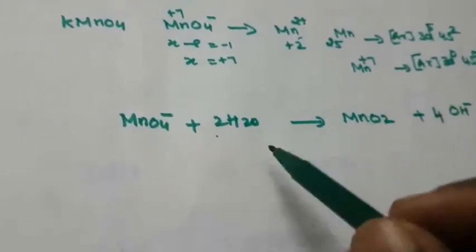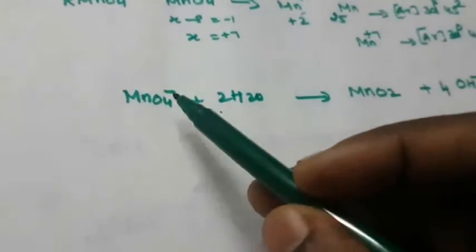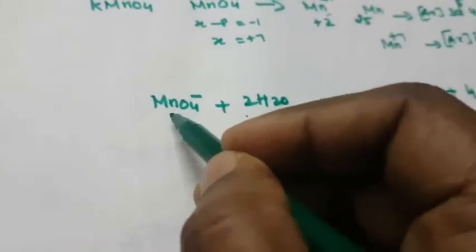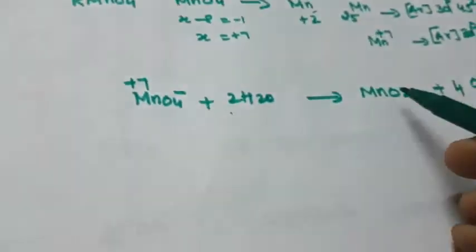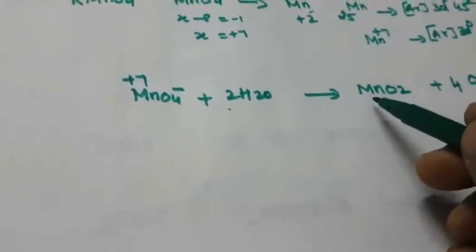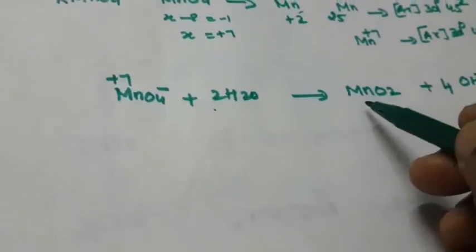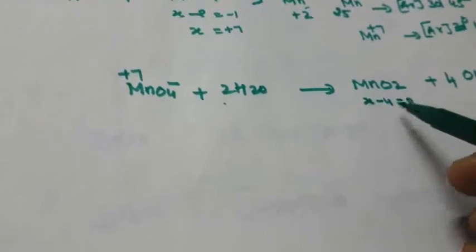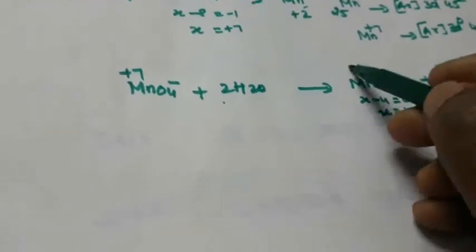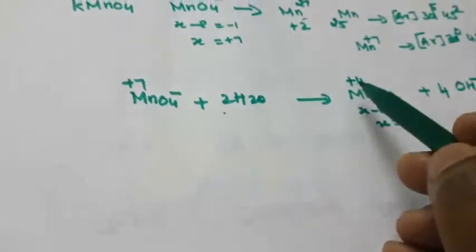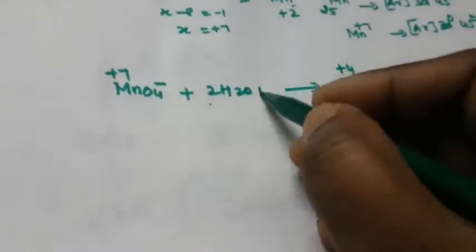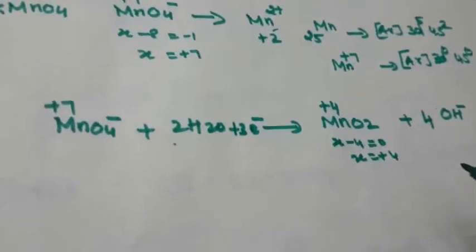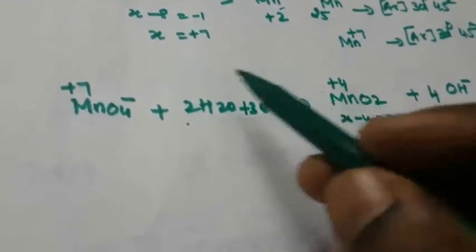So how many electrons are gained? MnO4 minus to MnO2. What is the oxidation state of MnO4 minus? That is plus 7. What is the oxidation state in MnO2? x minus 4 equal to 0, so x is equal to plus 4. So plus 7 to plus 4, it will gain 3 electrons. So it is reduced by 3 electrons. Okay, so this is the neutral medium.